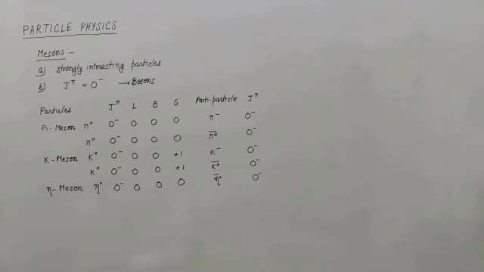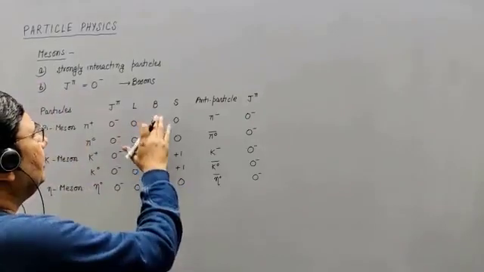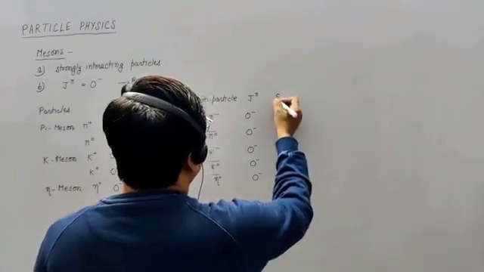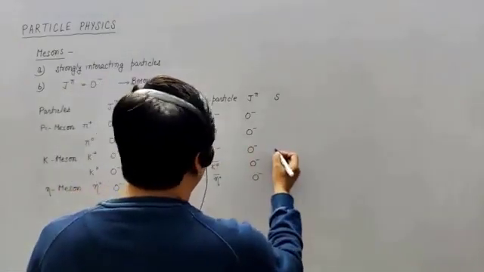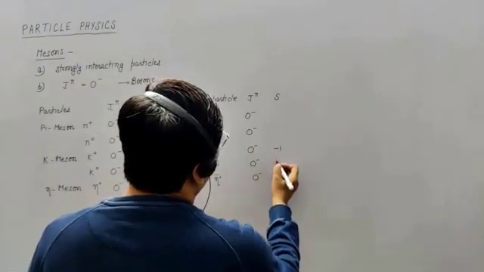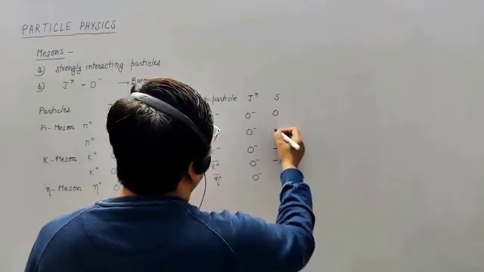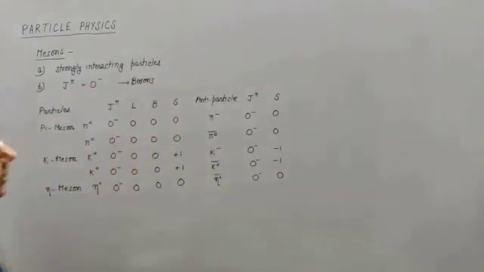Now, if you talk about other quantum numbers, the L and B quantum numbers will be 0. As far as the strangeness quantum number S is concerned, for K minus this will be minus 1. For the others, the strangeness quantum number will be 0. So this is the total list of the mesons. This is all about mesons.